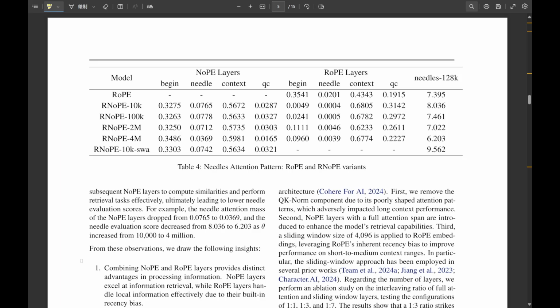RNoPE-SWA maintained almost no loss in performance, scoring a near-perfect 9.97 out of 10. It extrapolated beautifully. The baseline RoPE model, however, even using a high theta value specifically chosen for extrapolation, just failed to extrapolate well. Right. Its score dropped significantly, down to 8.25. Wow, quite a gap. What about the RULER benchmark?